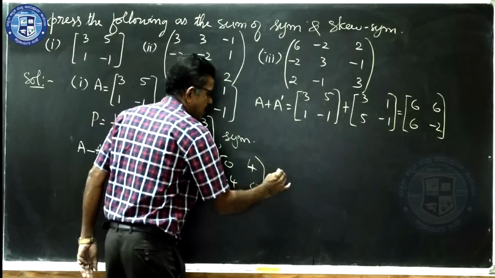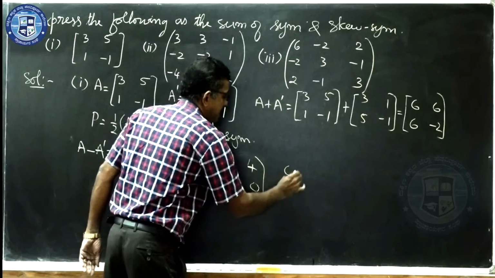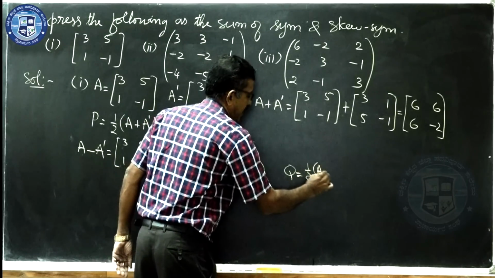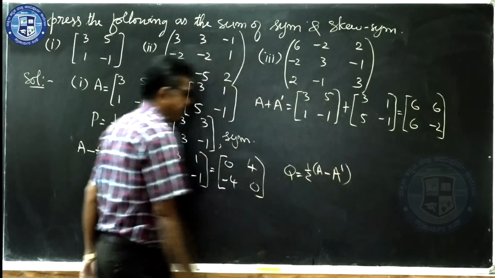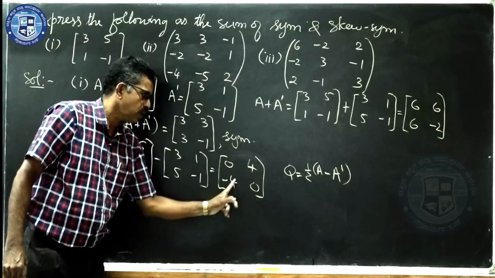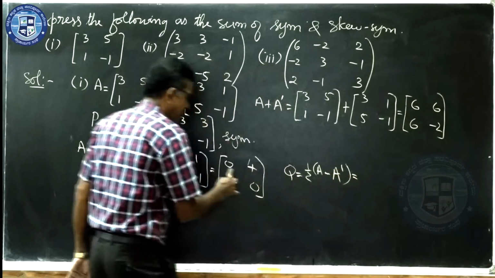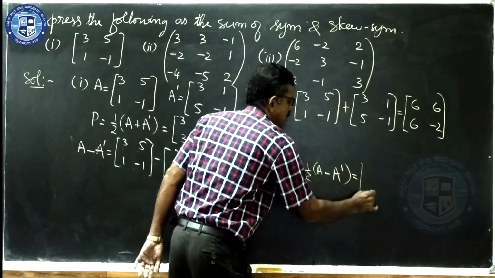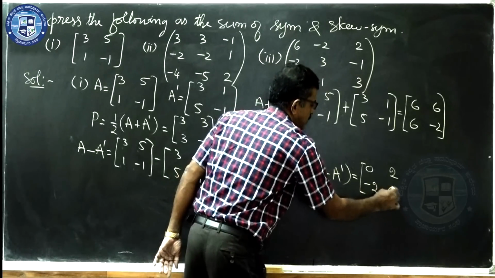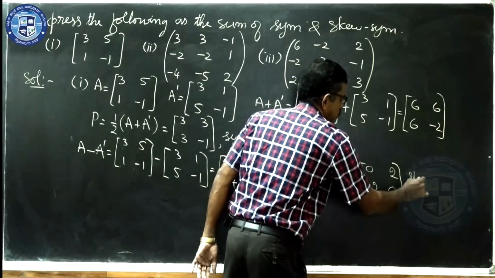So, you have A plus A dash or A minus A dash like this. I take Q. What is Q here? It is half of A minus A dash. Look at A minus A dash, it is 0, 4, minus 4, 0. What is its half? Dividing throughout by 2, we get 0, 2, minus 2, 0. And what about this? It is skew symmetric.